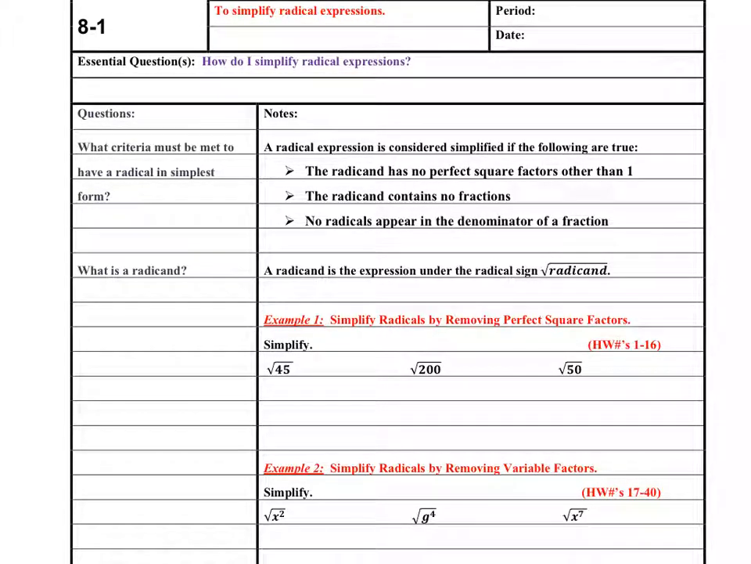The radicand contains no fractions, and no radicals appear in the denominator of a fraction. So we do not want square roots in the bottom of a fraction. Wasn't my idea, but we don't allow that in math, and we'll talk about how to get rid of that later, not today.